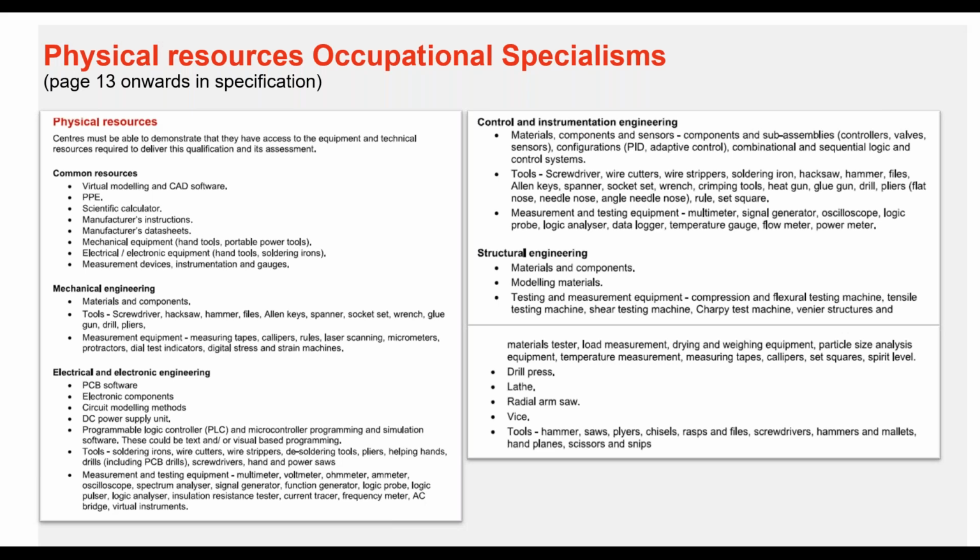So we are looking at the physical resources. This is part of the OS part, which is in the handbook, which can be found on page 13. This will show the OS physical resources which are needed. So we have in there the common resources, which are across all of the OSs for the D&D pathway, and underneath and to the right-hand side, that shows you the physical resources which are needed for each OS.